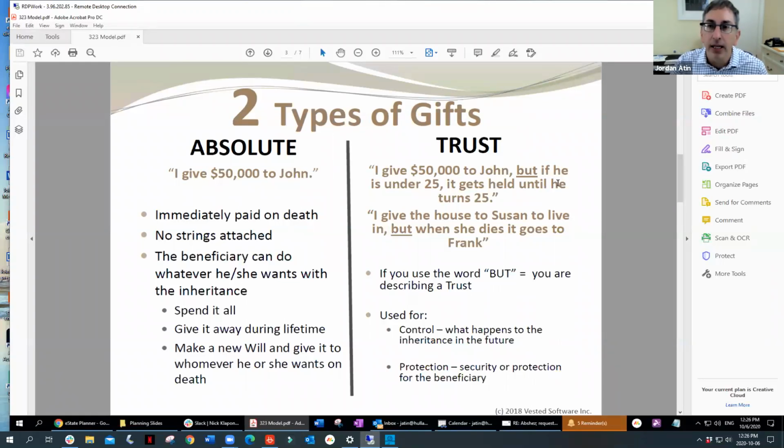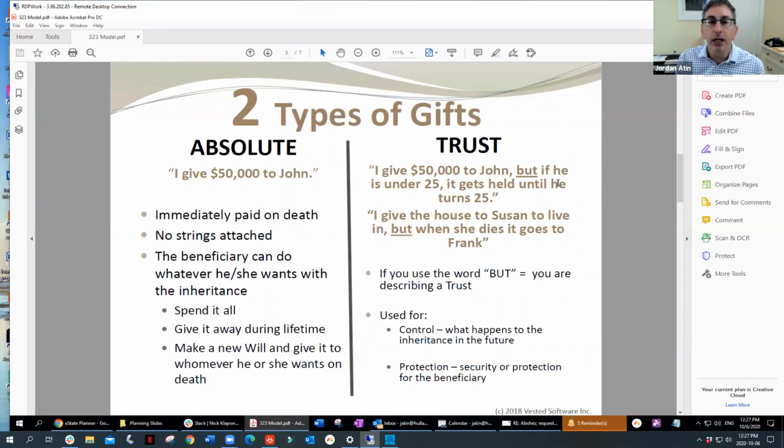He can give it away to somebody I don't like, or he can make a will that says, the 50 grand that I got from Jordy, I want that to go to Susie. And even though I really didn't want it to go to Susie, he can do that. So we have the absolute gift, and the only other option you have is called a trust. You know you want a trust if you use the word but to describe the gift. If you use the word but, then what you've just said to yourself is, I don't want an absolute gift, I want a trust.